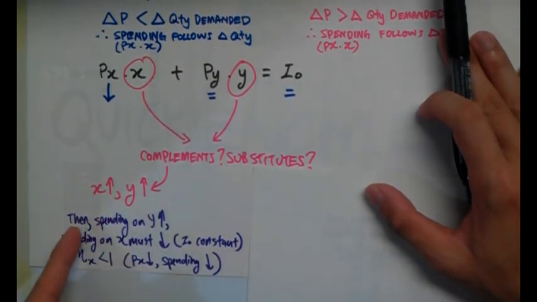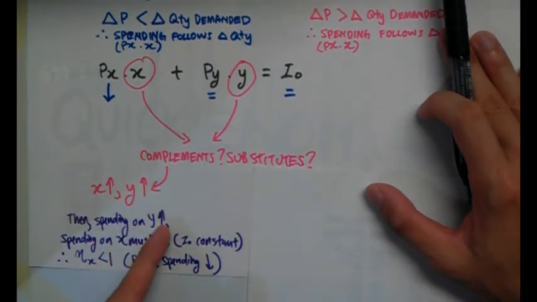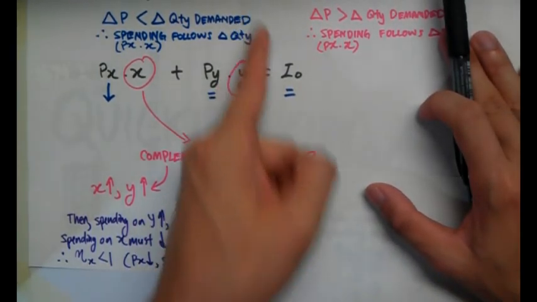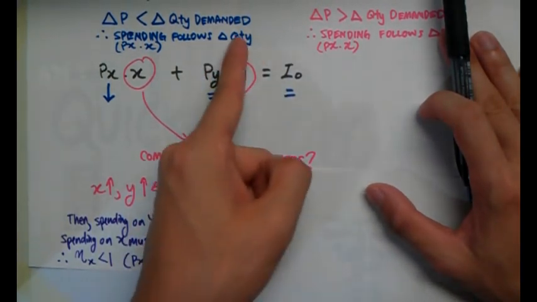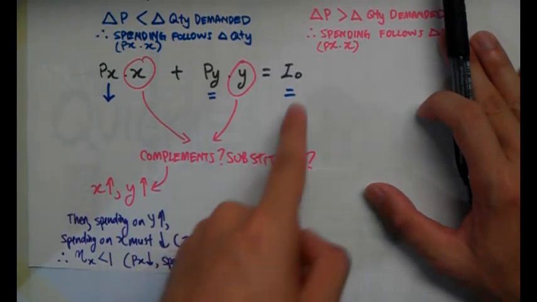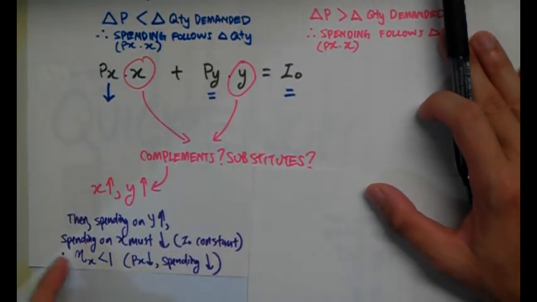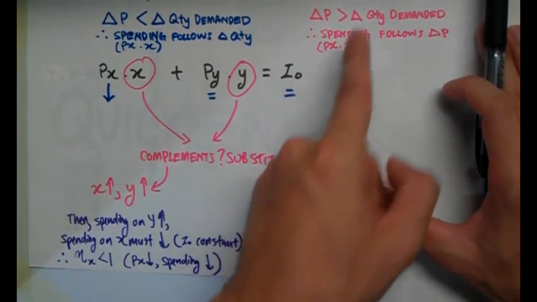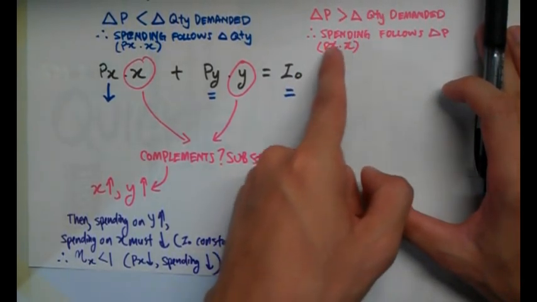So therefore, if this is the case, then the spending on Y must increase, because the price of Y is constant and Y has gone up, so this entire equation has gone up. Therefore, the spending on X must decrease so as to keep income constant. And if the spending on X decreases, and the price of X decreases, so these two are in the same direction, going back to this, we now know that the elasticity is less than 1. It is inelastic because we know about this.